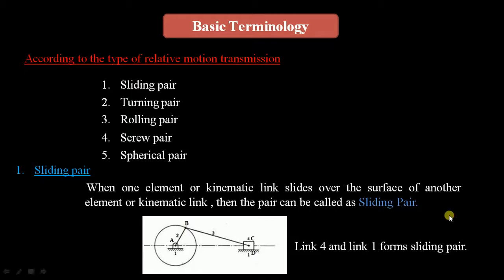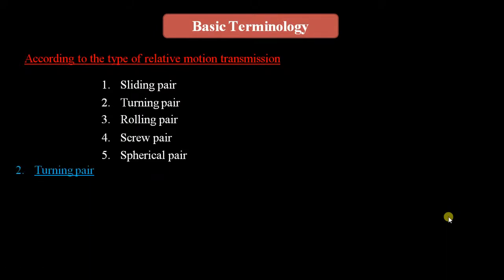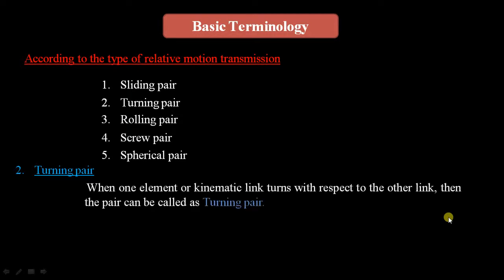Okay, next we go for the next type of pair, which is the turning pair. Turning pair means one has to turn with respect to another part. So what is the exact definition? Here, when one element or kinematic link turns with respect to another link or element, then the pair can be called a turning pair. So a simple definition, I'm repeating two times.